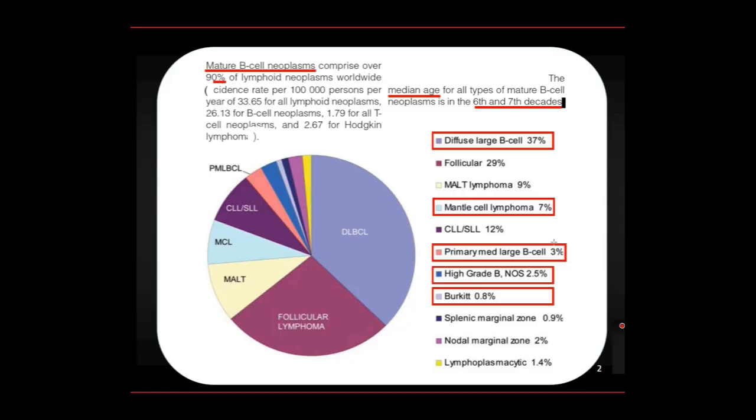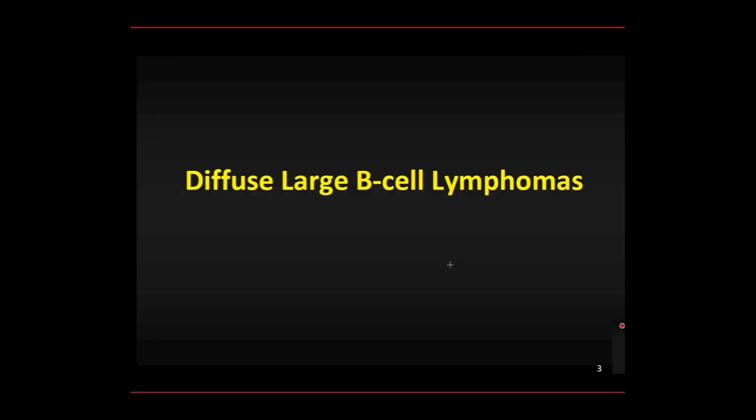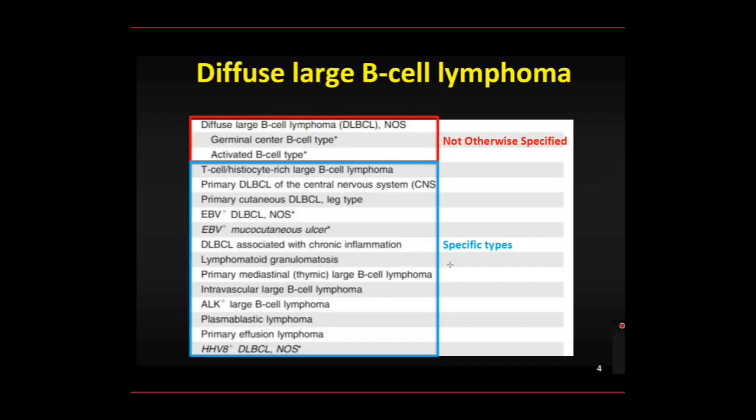Primary mediastinal B-cell lymphoma is actually a special type of diffuse large B-cell lymphoma, so most of what we will discuss about diffuse large B-cell can be applied to primary mediastinal. And high-grade B-cell NOS we see entering the differential diagnosis of diffuse large B-cell lymphoma, being a new category introduced in 2017. Now, diffuse large B-cell lymphoma can be, first of all, distinguished into the not otherwise specified subtype.